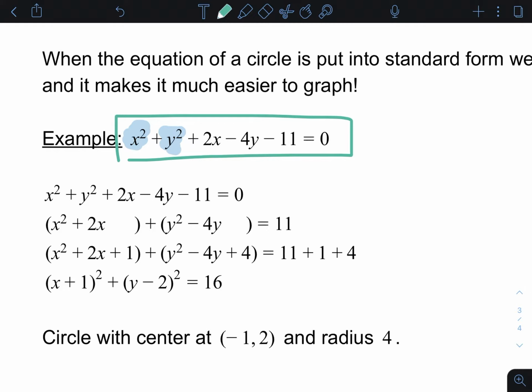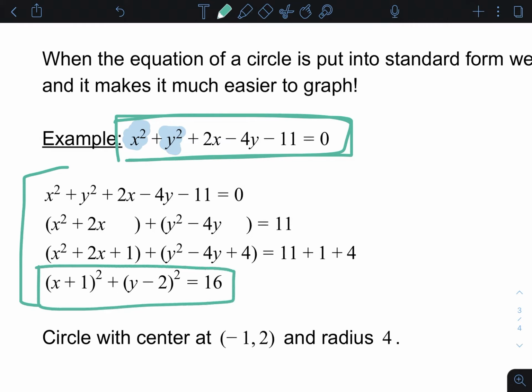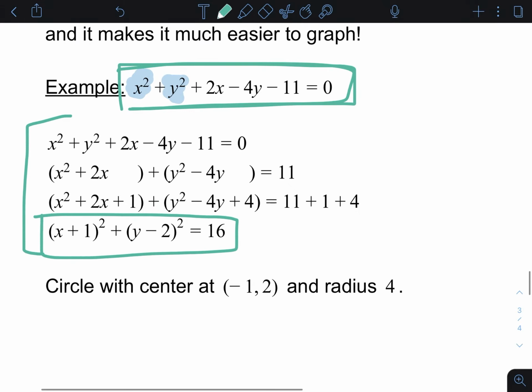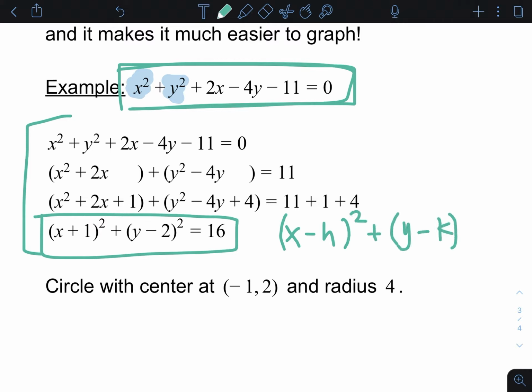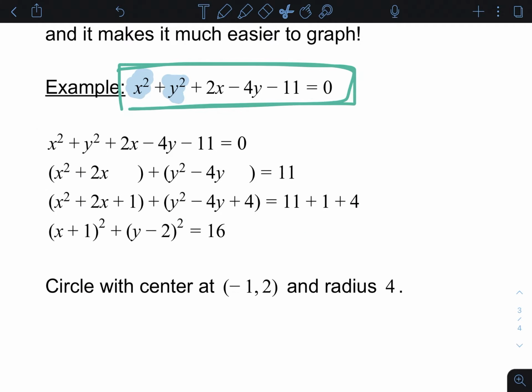And so here are all of the steps to getting from this general form to this standard form. You can see here that this is all written out in the way that we figured out before: x minus h squared plus y minus k squared equal to r squared. This is that same format. We just have a value for h and k already plugged in and a value for r already plugged in. So let's go back and see what this process really is.